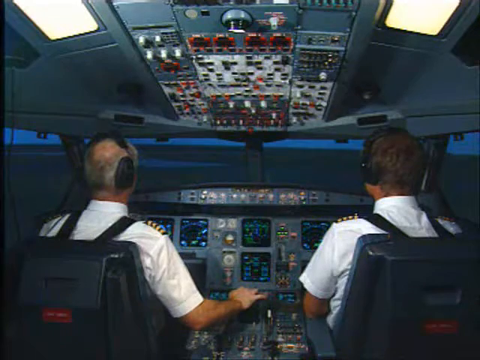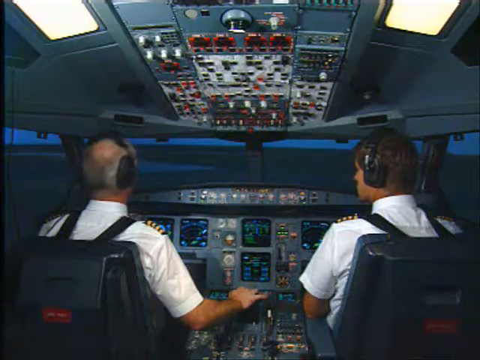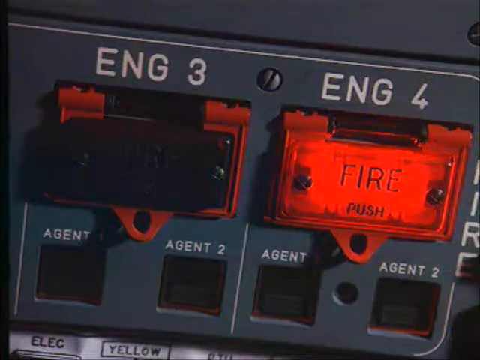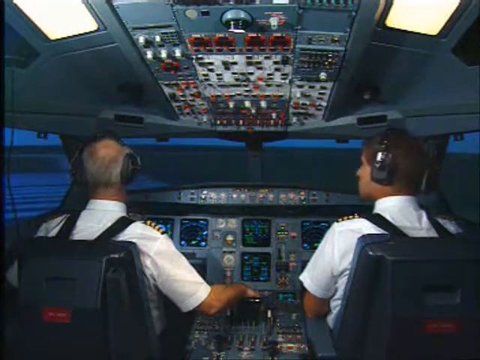Example 3. In this case, a runway limit takeoff is being performed. An engine fire occurs at V1 minus 10 knots. The standard stop technique is used and the aircraft brought to a halt on the runway.